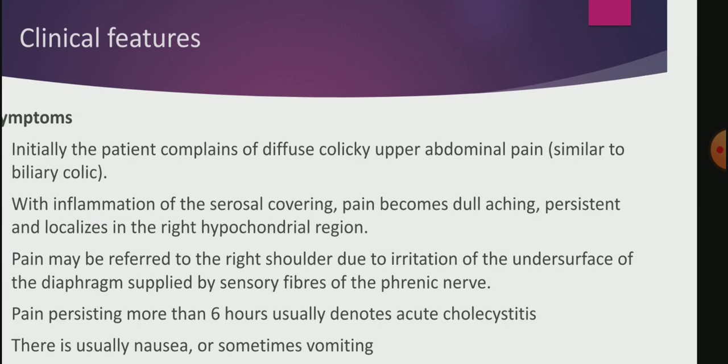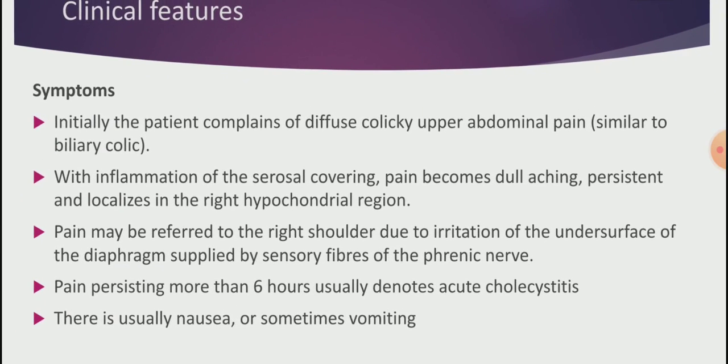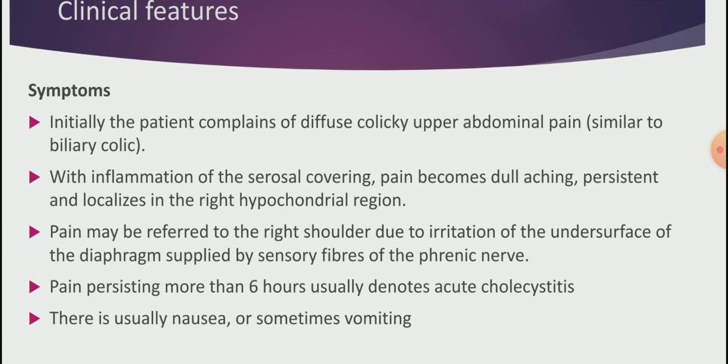Clinical pictures of acute cholecystitis. Initially, the patient complains of diffuse colicky upper abdominal pain similar to the biliary colic. With inflammation of the serosal covering, the pain becomes dull aching, persistent and localized in the right hypochondrial region. Pain may be referred to the right shoulder due to irritation of the undersurface of the diaphragm supplied by the sensory fibers of the phrenic nerve.